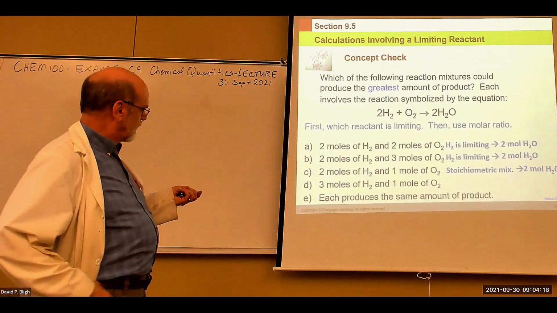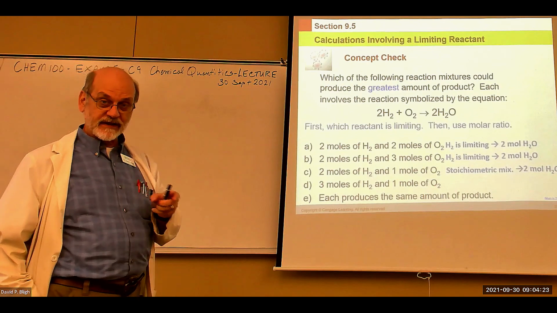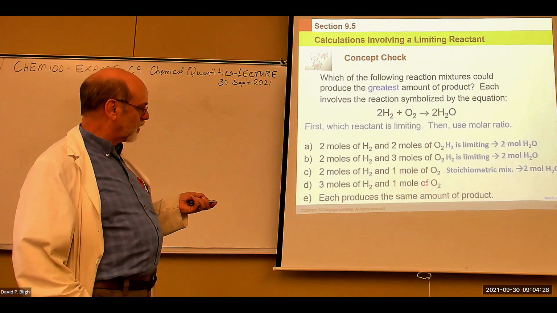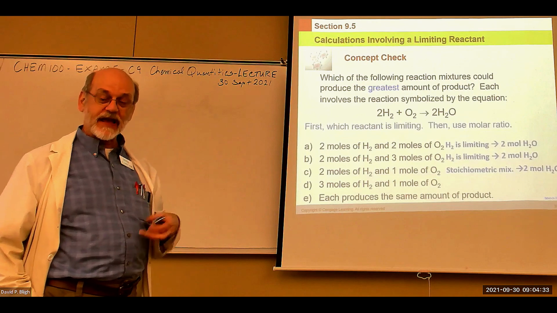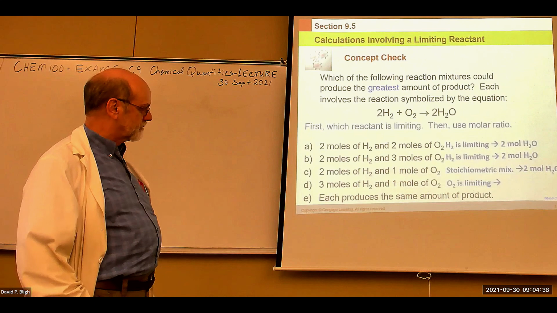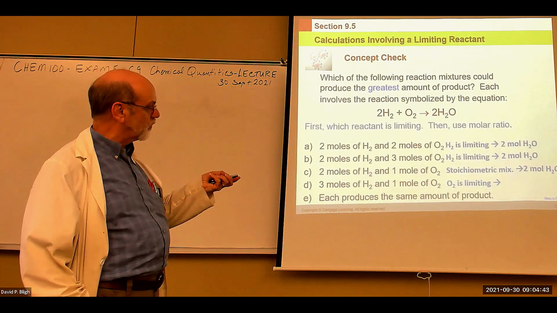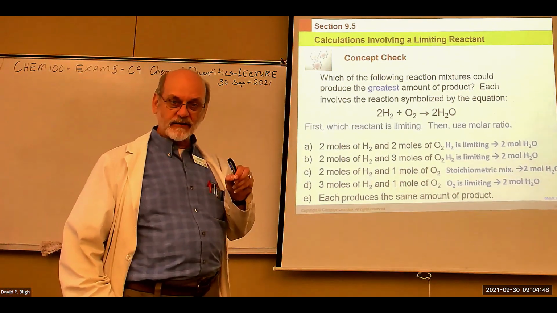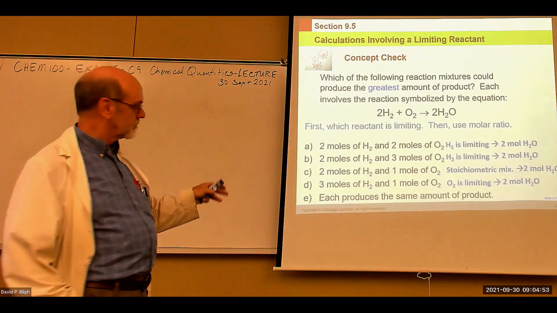How about this one? 3 moles of hydrogen and 1 mole of oxygen. So in this case, which one's limiting? In this case, 1 mole of oxygen needs 2 of hydrogen, and we have excess hydrogen. We'll have an extra mole of hydrogen left over. So oxygen is limiting in this case. And how many does it produce? 1 mole of oxygen produces 2 moles of water. Right? So they all produce the exact same amount of water in each of these cases.